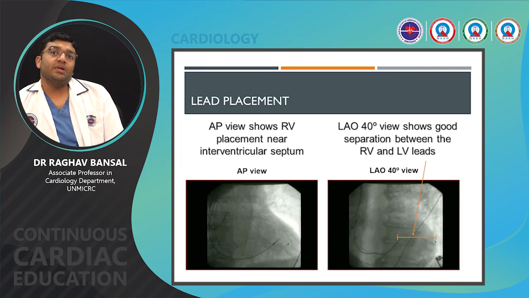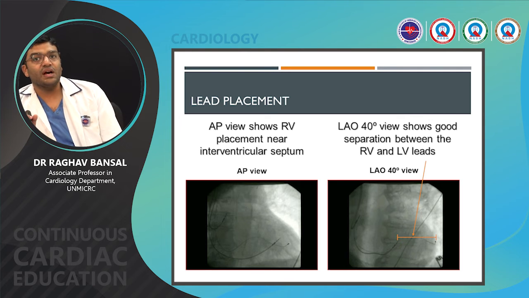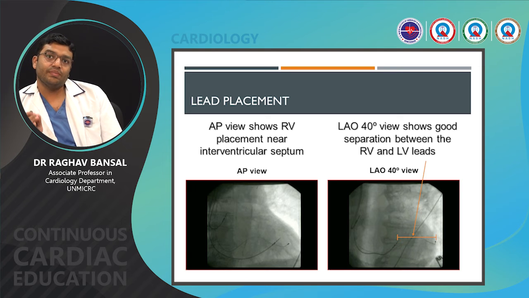So this is an example where the AP view shows the RV lead placement in the interventricular septum. However, when we go to the LAO 40 view, we should have a good separation between the LV lead and the RV lead. A good rule of thumb is, in the LAO view, there is a septum which is seen in the middle of the heart. On that septum is the RV lead, and then there is a posterior border of the heart. If your LV lead is near the posterior border of the heart, then you have done a good job.